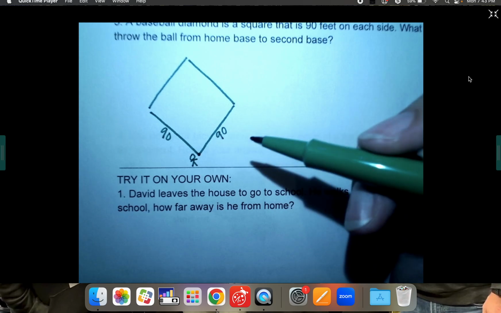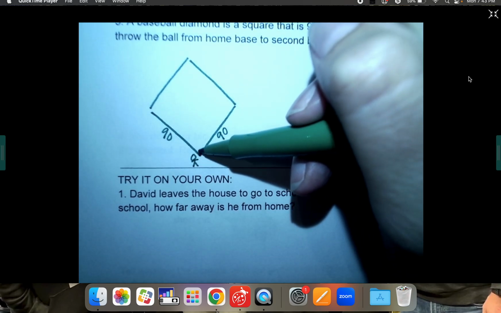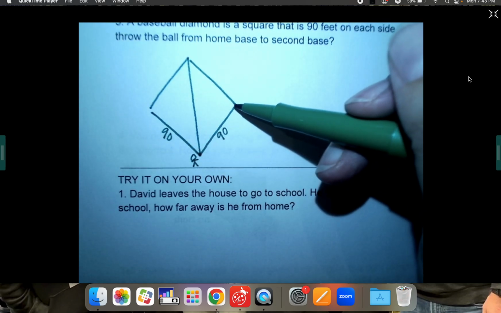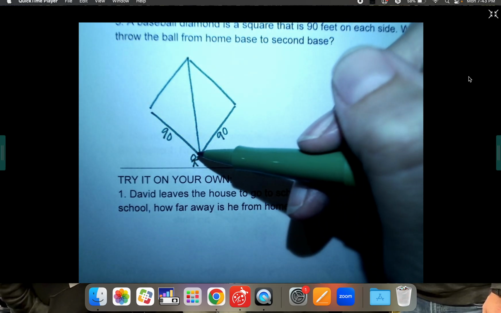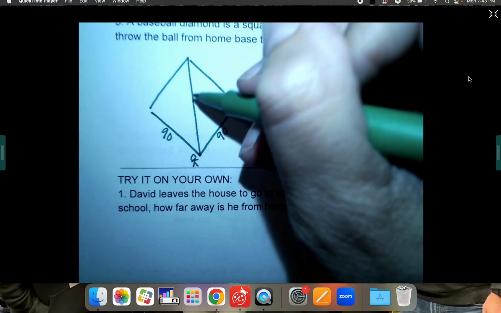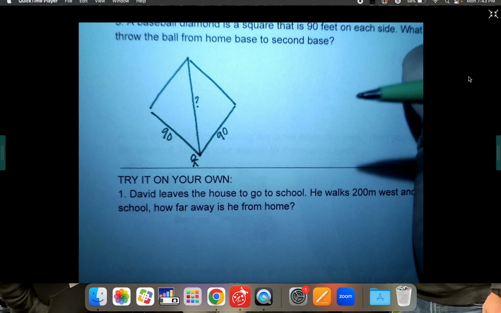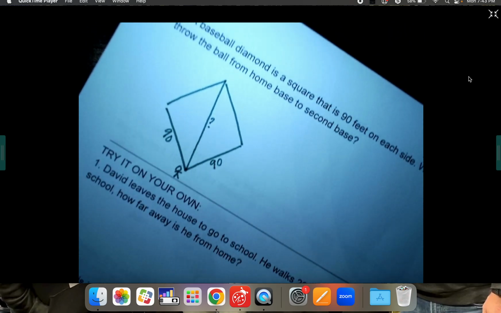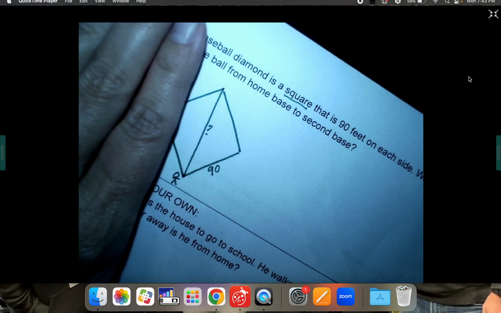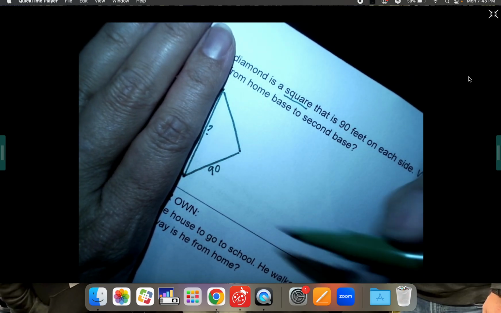So this is home, all the way to second base. So obviously this is first, second, third, home. So if he has to throw it from home all the way up here to second, that's the distance we're trying to figure out. So if you turn it and you know that it is just a square, which it says that, you can cover up half of it and look at what we're actually dealing with.